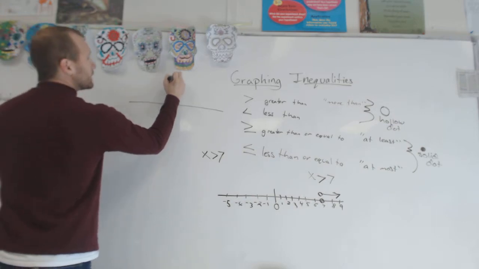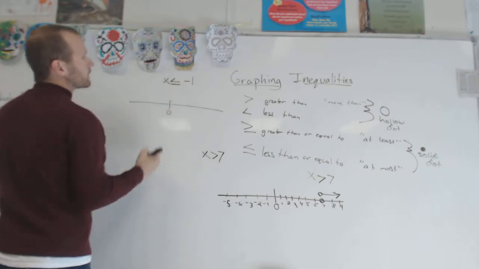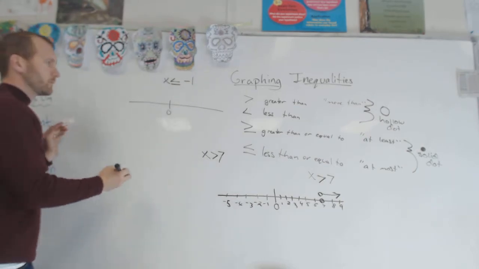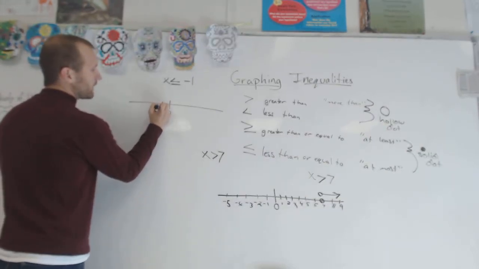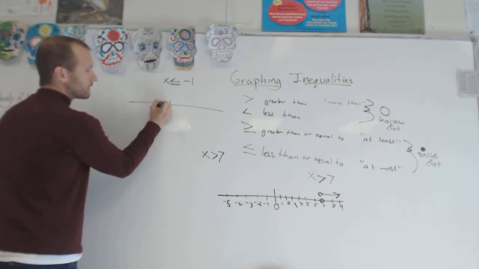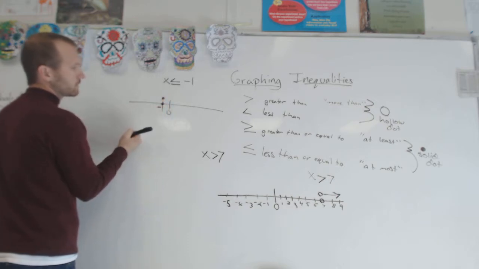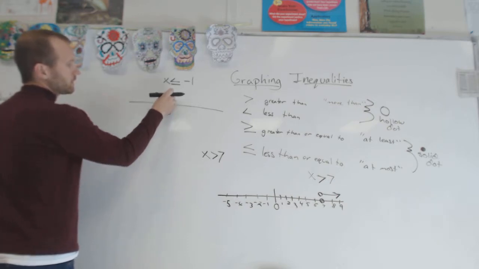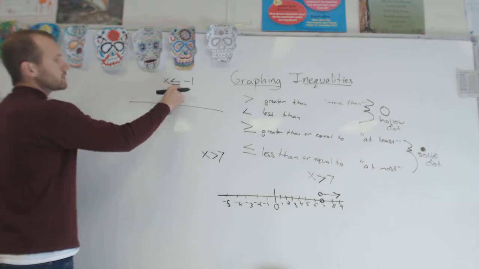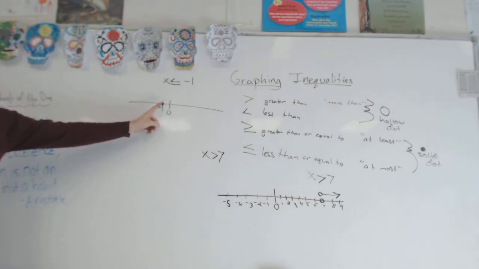X is less than or equal to -1. It's gonna be solid. So first I'm going to find -1. I'm going to make a solid dot. Why solid? Because it is "or equal to." So that includes -1. -1 is okay, so it's filled in.